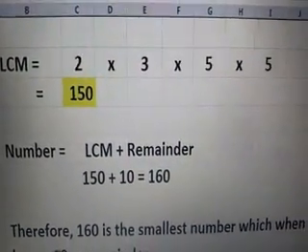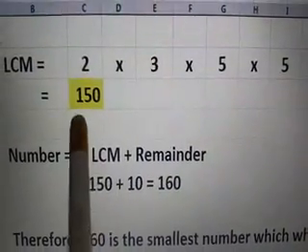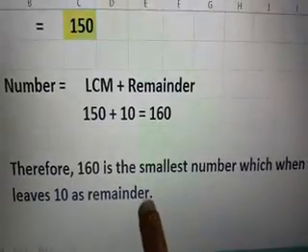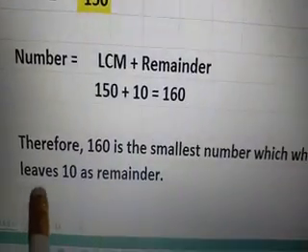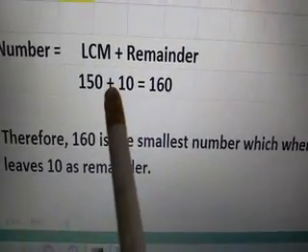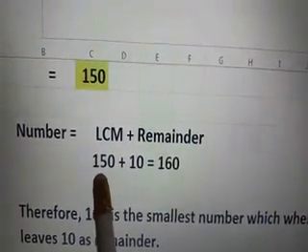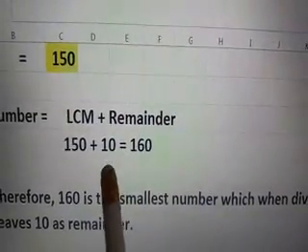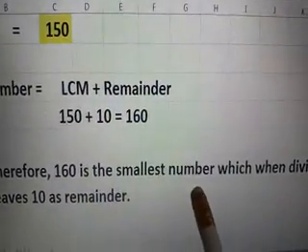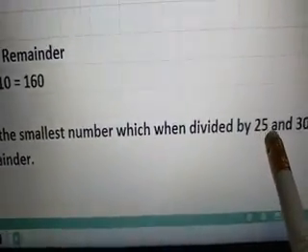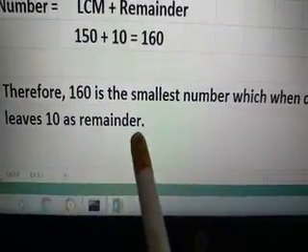So the LCM of 25 and 30 is 2 into 3 into 5 into 5. When we multiply all these, we get 150. Now for finding the least or smallest number which when divided by 25 and 30 leaves 10 as remainder, what do we do? We add the remainder to the LCM. So the LCM we found here is 150 and the remainder is 10. If we add these two, we get 160. So 160 is the smallest number which when divided by 25 and 30 leaves 10 as remainder.